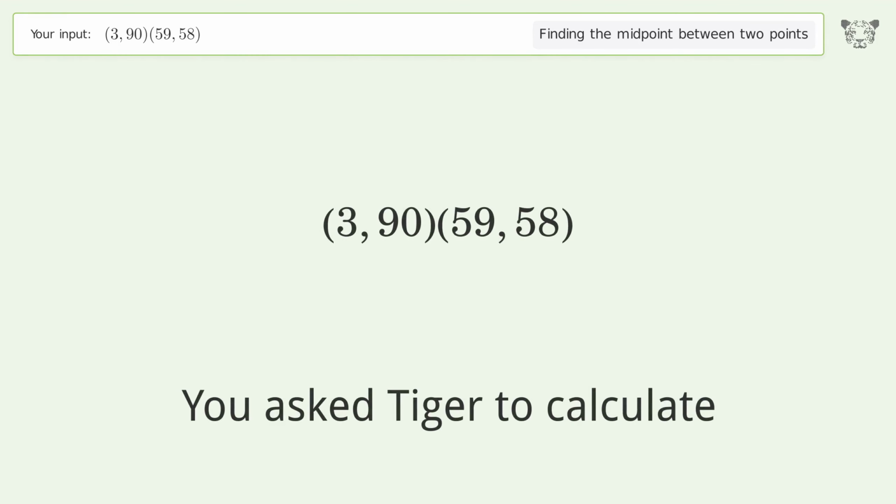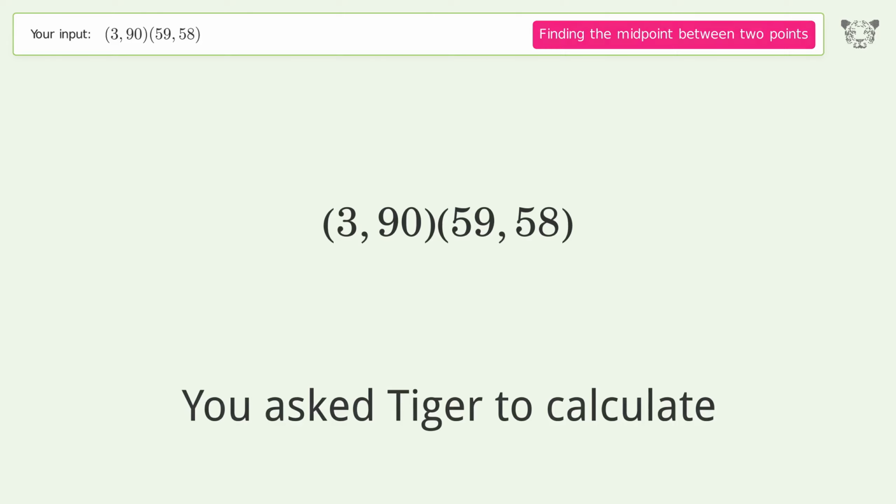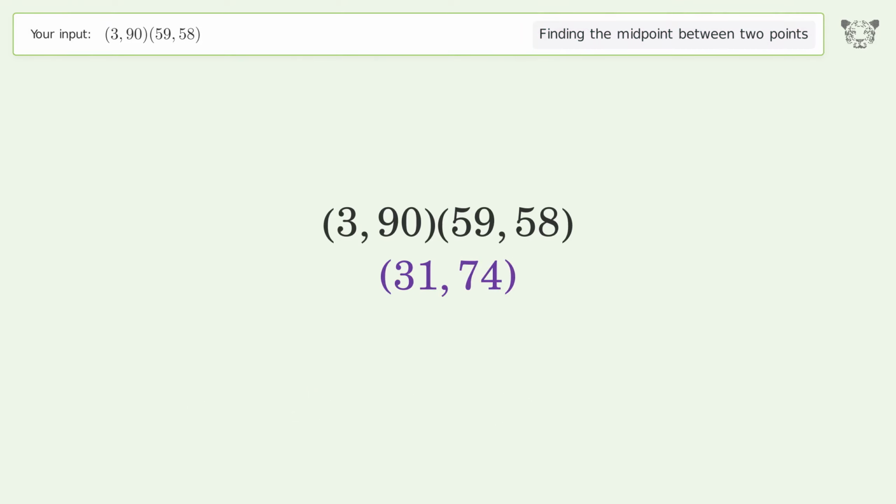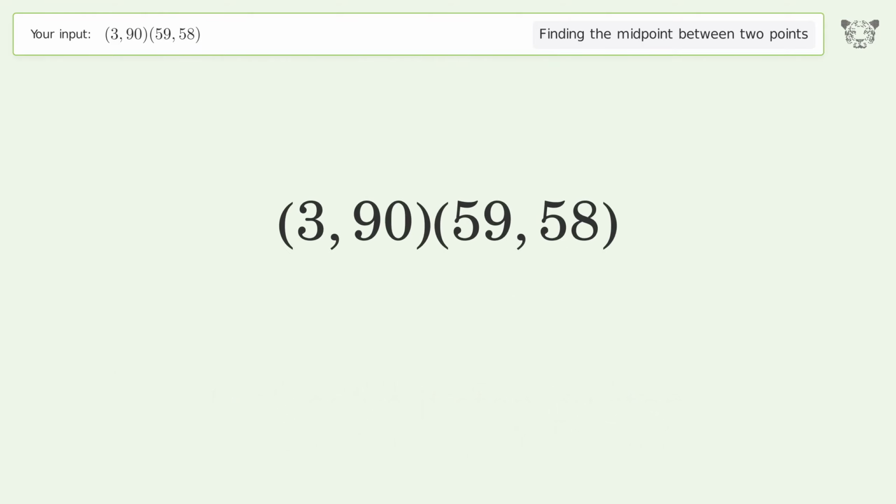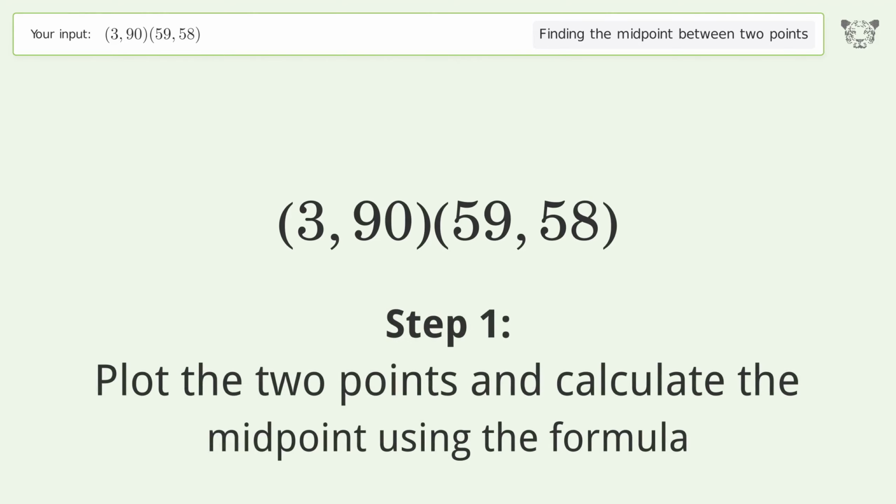You ask Tiger to calculate. This deals with finding the midpoint between 2 points. The midpoint between the 2 points is 31,74. Let's solve it step by step. Plot the 2 points and calculate the midpoint using the formula.